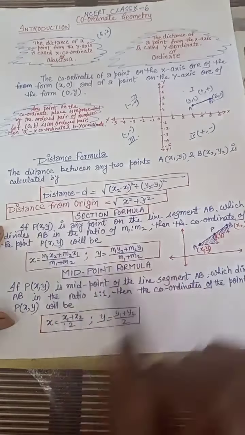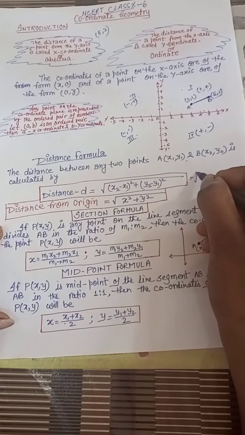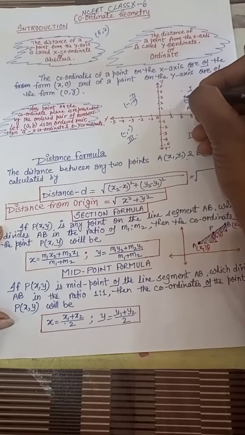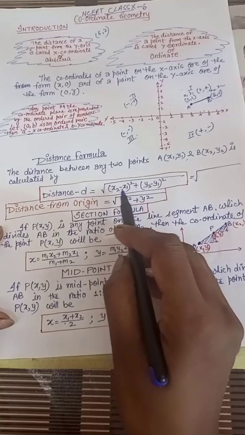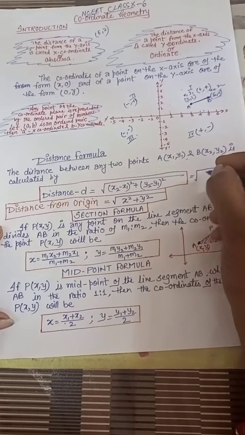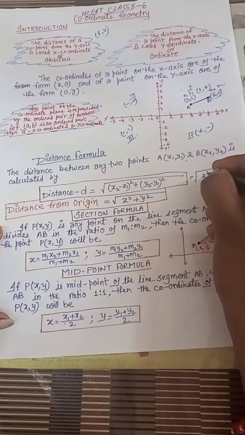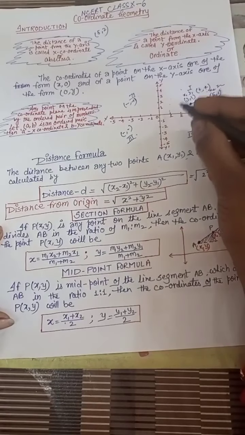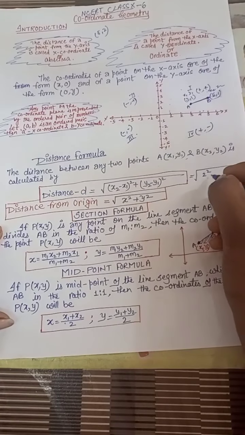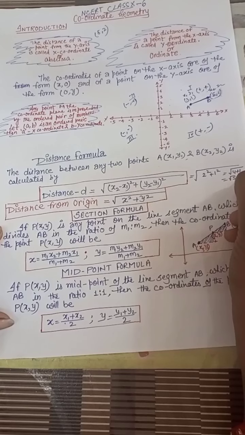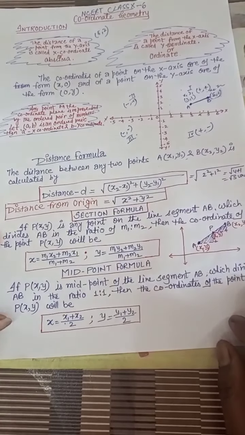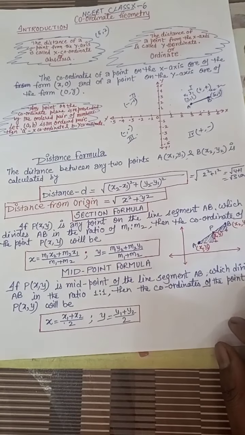So this is the distance formula. How will you calculate it? This is x1, this is y1, this is x2, this is y2. So x2 minus x1, 5 minus 3 is 2, squared. y2 minus y1, 2 minus 1 is 1, squared. It means 4 plus 1, so the distance is root 5 units. You get the distance of AB.